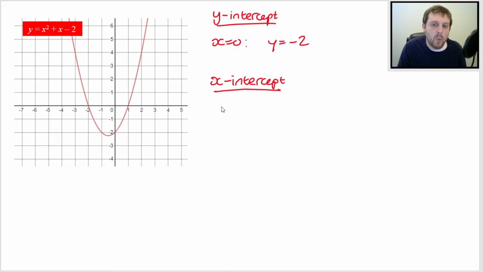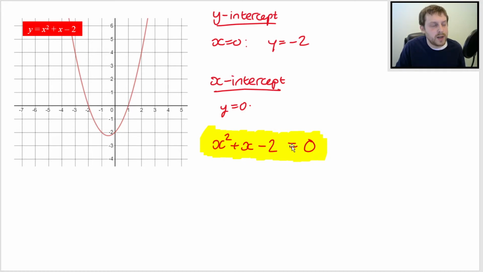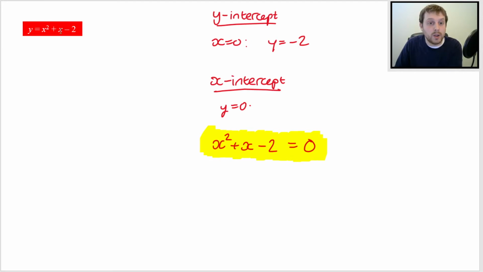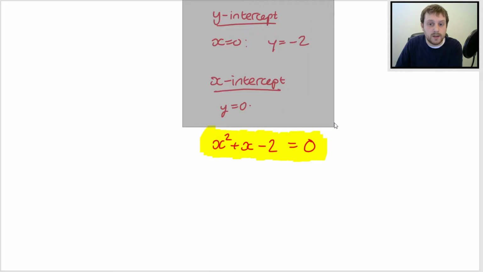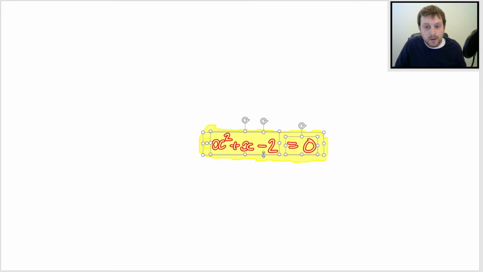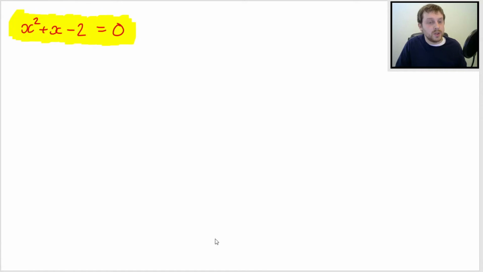So we have to make y be 0. So I'm going to write x squared plus x minus 2 equals 0. And now just to highlight this again, this here is your quadratic equation. Now, you could be presented with this quadratic equation totally separate to any graph. So what I mean is we could get rid of all of this, and I could just ask you, what is the solution to this equation? What is the solution to it?